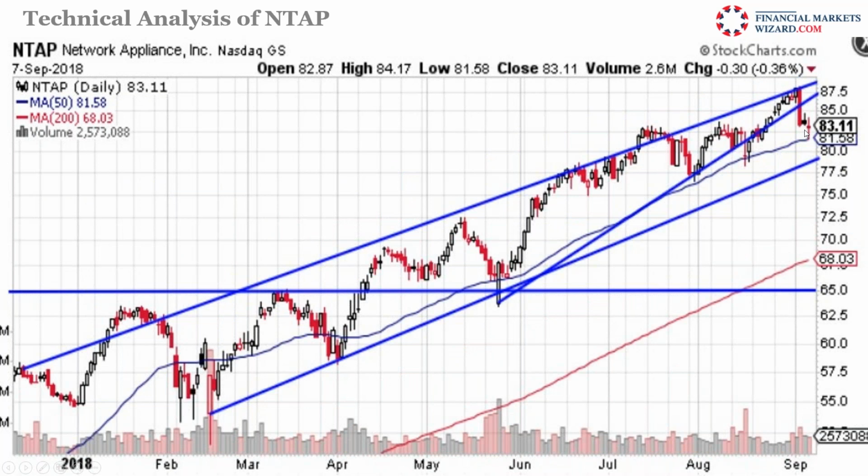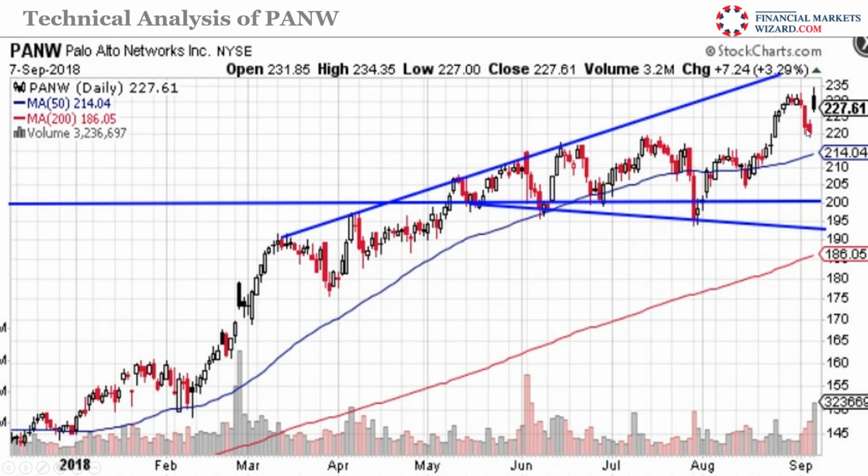Another one is NTAP. Look at this, it is sitting at the 50-day moving average. So you should watch it, and when you see the surge to the upside, you should feel good about it and buy NTAP.